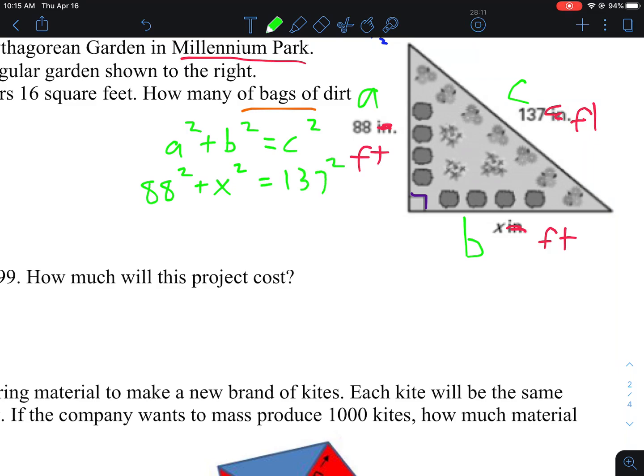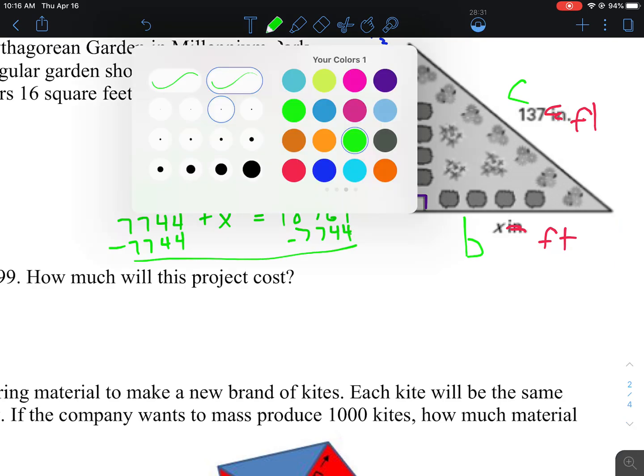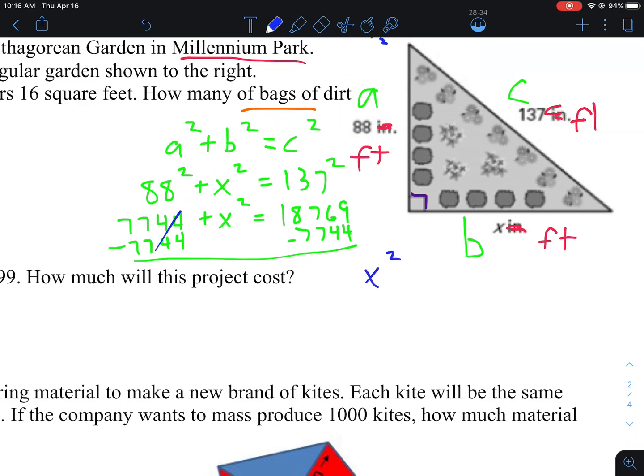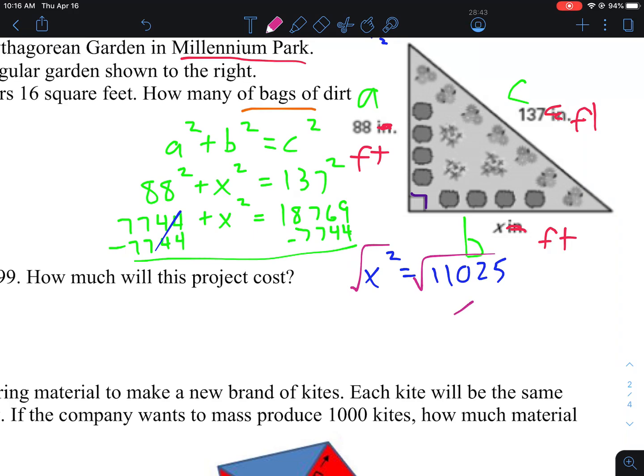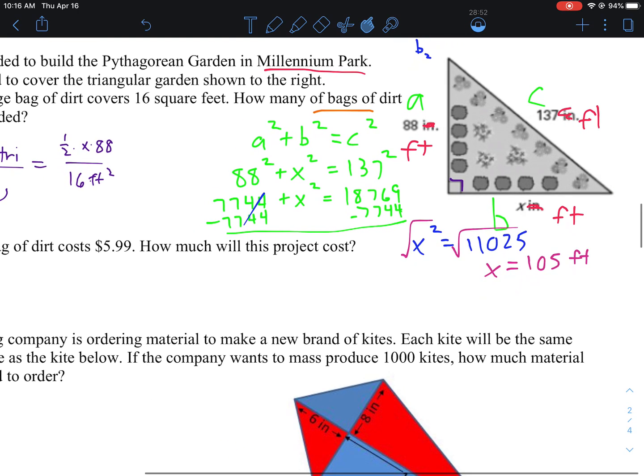All right, now, big numbers here. 7744 plus x squared equals 18,769. We are going to subtract this number on the left, the 7744. That's going to leave you with the following. You're going to have x squared equal to 11,025. And lastly, if you take the square root, luckily it's a whole number, x is 105. And again, feet. So now that I know that's the answer for x, I can simply plug that in right over here.